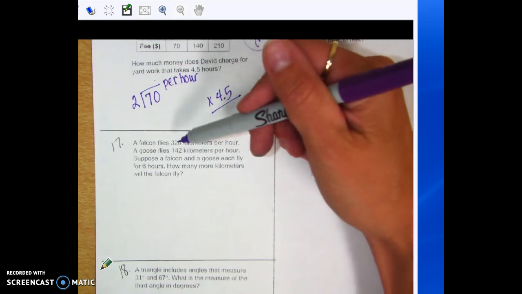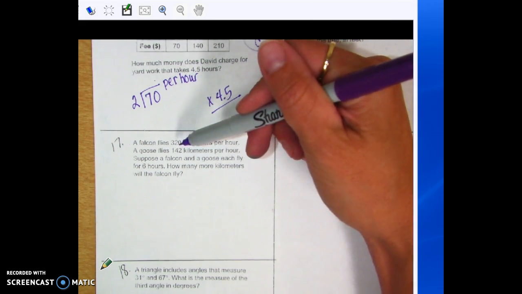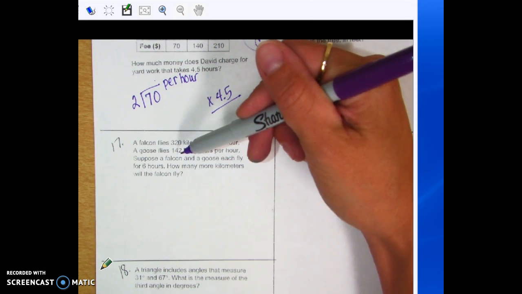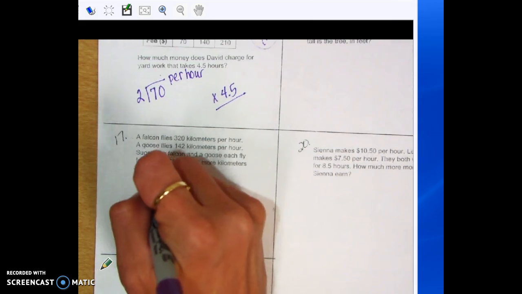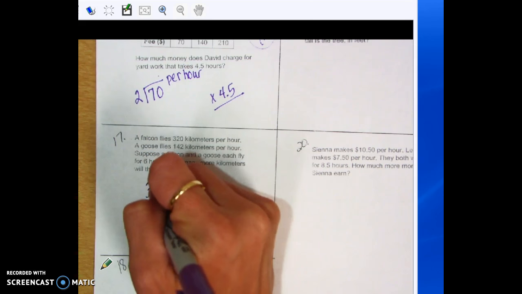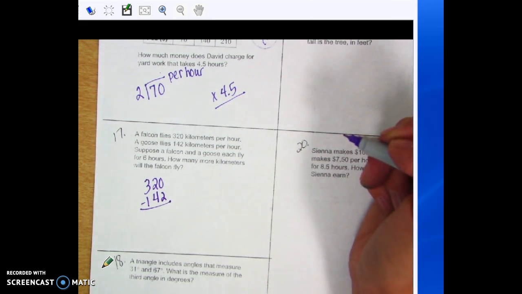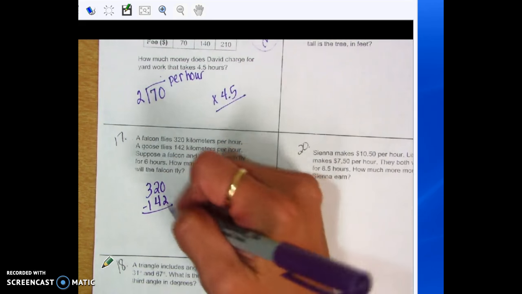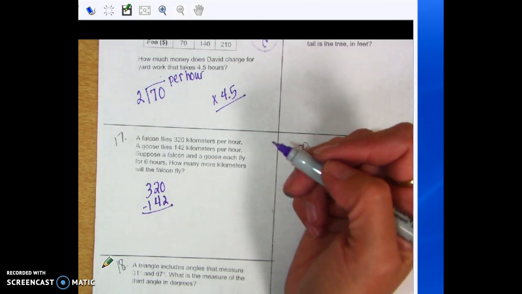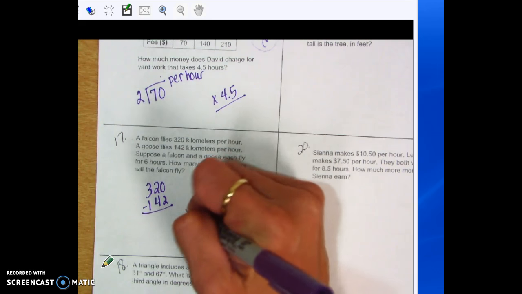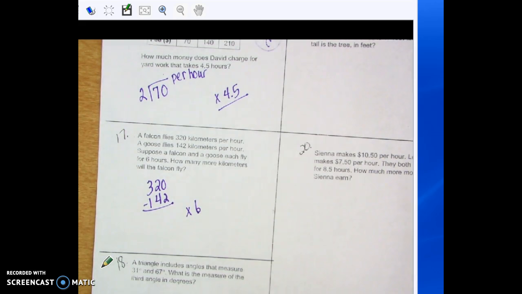Or you could find how much more the falcon flies than the goose per hour. So find how much more it flies per hour. And then we want to know how many more kilometers it flies in 6 hours. So you could then take that answer and multiply it by 6.